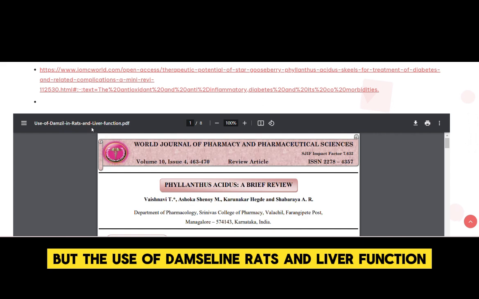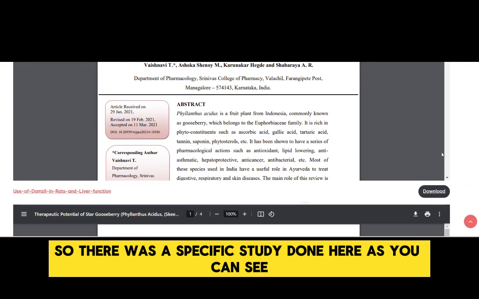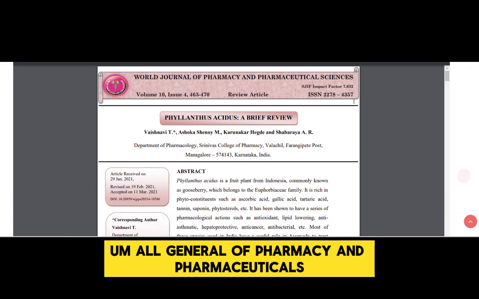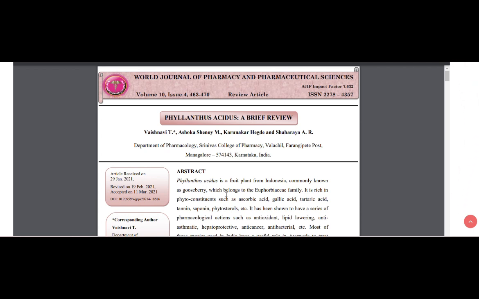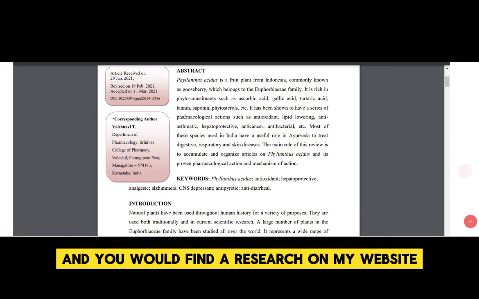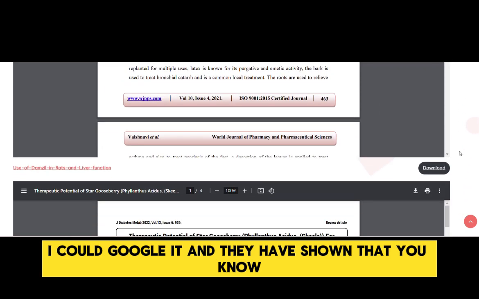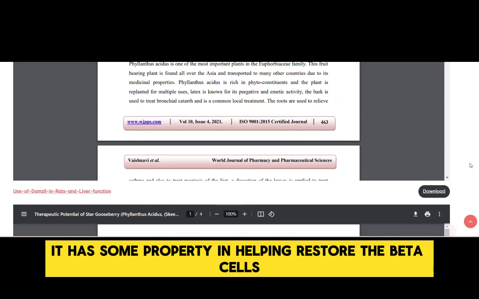But there was a specific study done on the use of damsel in rats and liver function, as you could see, in the World Journal of Pharmacy and Pharmaceuticals, I guess. They looked directly at this plant, commonly known as gooseberry, as we say, damsel in Grenada, and you would find that research on my website, or you could Google it, and they have shown that it has some property in helping restore the beta cells.